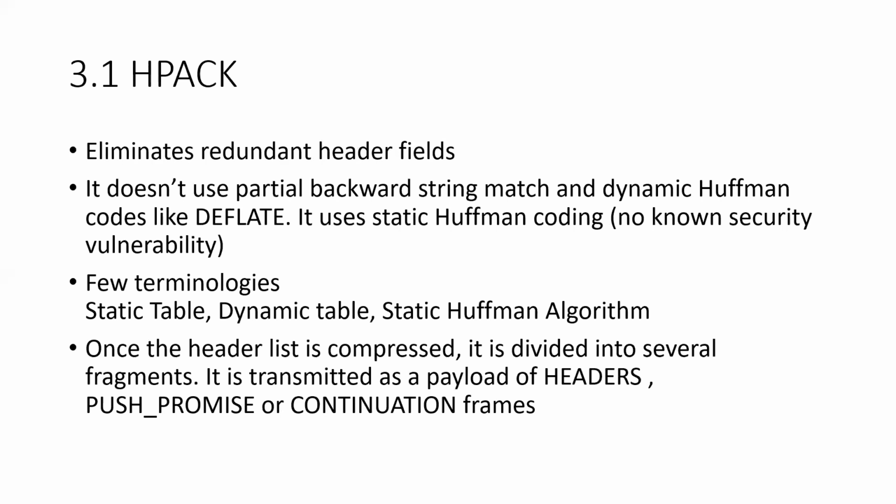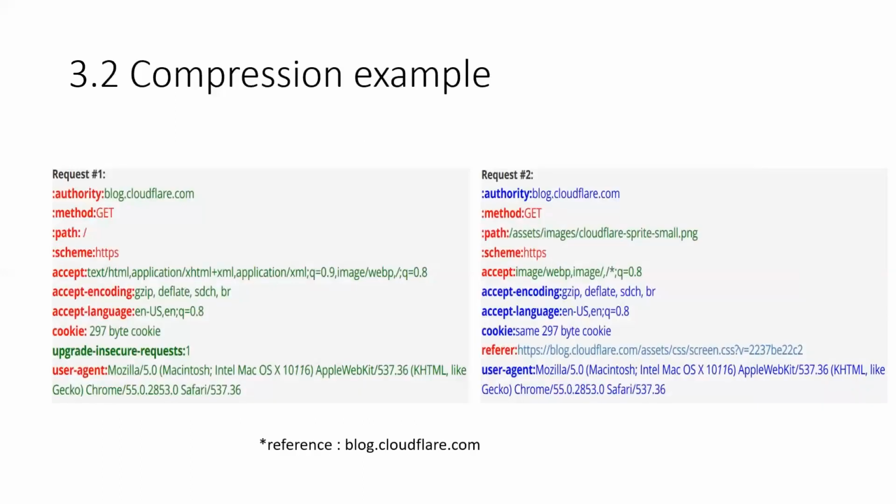Now there are a few terms which we need to understand before getting into this compression technique: static table, dynamic table, and the Huffman algorithm. A static table is something like, see, we are dealing with header compression. I took this from blog.cloudflare.com. They have explained it beautifully. See, in request 1, there is one static table which has the well-known fields and values. If I say method GET, this is a well-known, standard field and value.